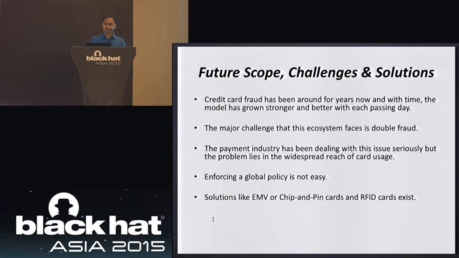Okay, so future scope, challenges and solutions. There isn't much of future scope, but credit card fraud has been there for quite a long time, for very long. POS RAM scraping malwares, I did a Google search, and the first one that appeared was somewhere close to 2007, so it's over 7 years now. Neither POS malwares are new, nor is the credit card fraud system new.